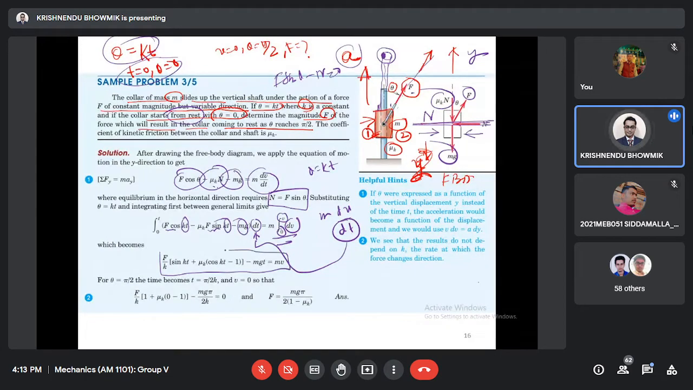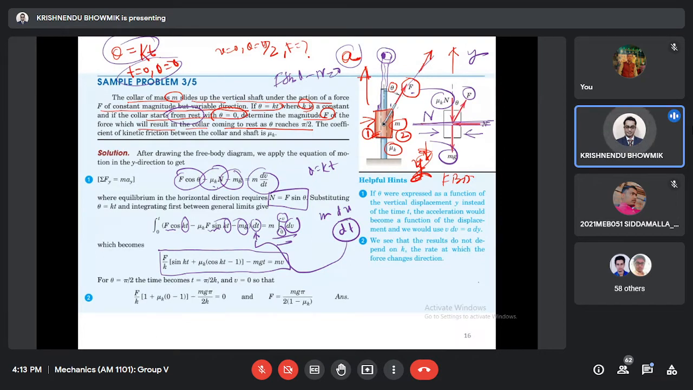You may look that only y directions we have considered. To solve this, x direction we have not done anything. So that is the reason. Which direction N is acting, that is not important.